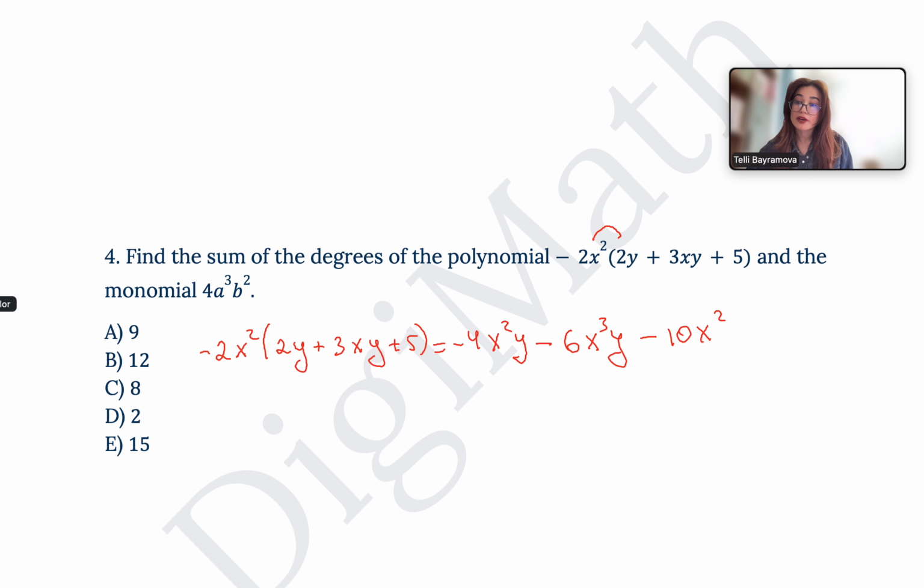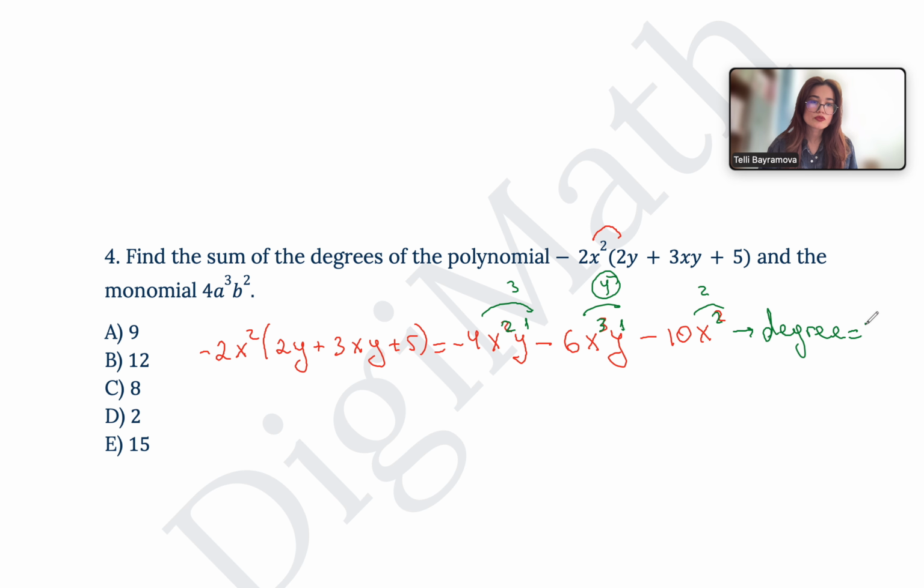So I have to find the leading power, the highest power. 2 plus 1, the sum is 3. 3 plus 1, the sum is 4. And this is x squared, this is 2. So the leading highest power is 4. So the degree of this polynomial is 4.